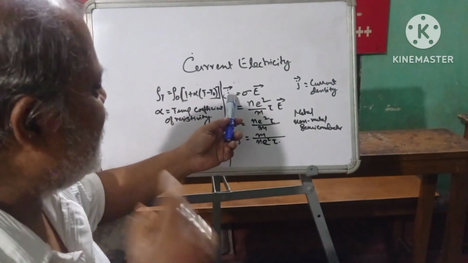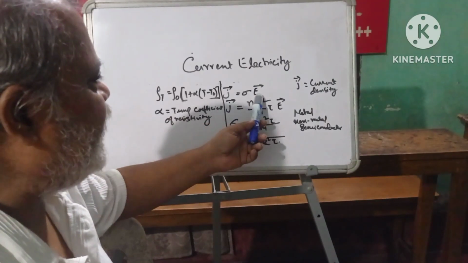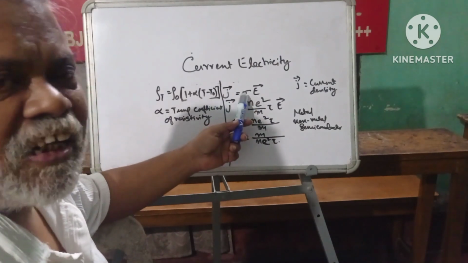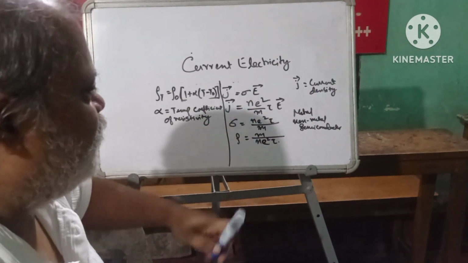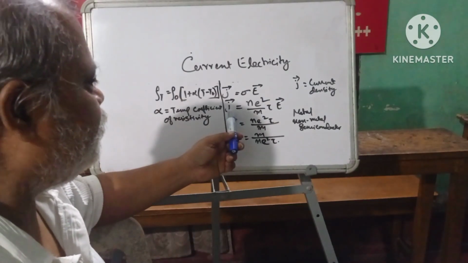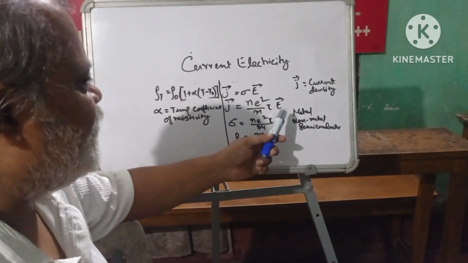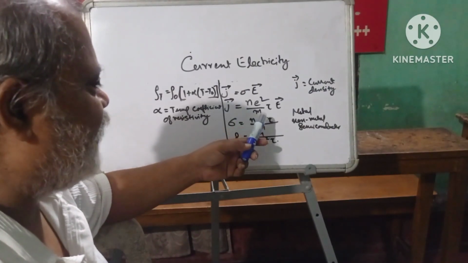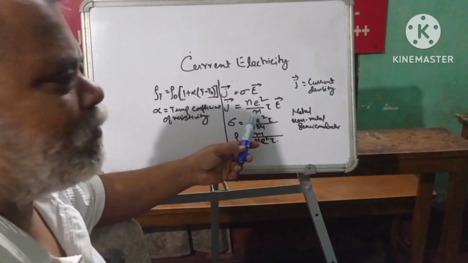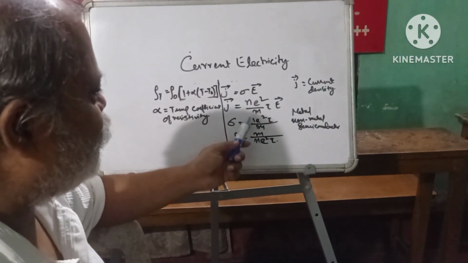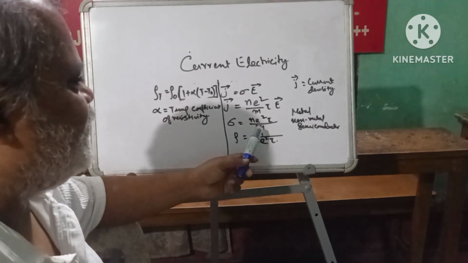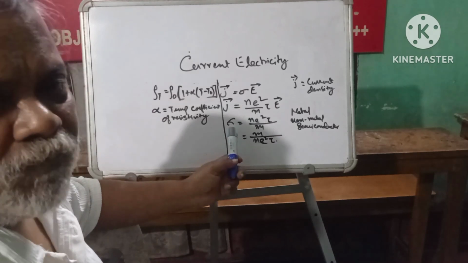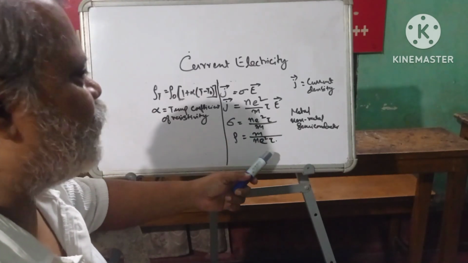Now we know the relation between current density and electric field. The current density is J equals sigma times E, where sigma is the conductivity of the material. And again, this current density is related to the electric field through n, e, tau and m. n is the number of electrons per unit volume, e is the charge of the electron, tau is the relaxation time, and m is the mass of the electron. So if you equate these two, your conductivity is n e square tau by m, and your resistivity is the inverse of conductivity, so m by n e square tau.